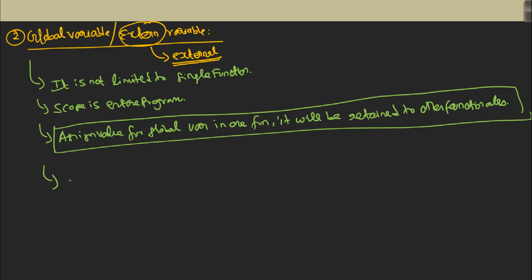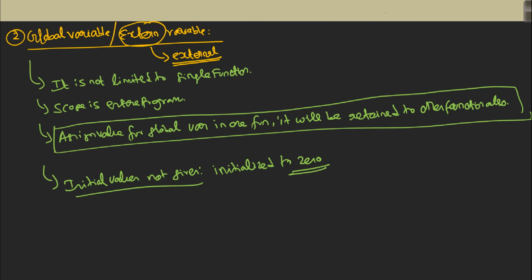Okay, suppose the initial value is not given. Previously in auto it is considered a garbage value. Here, if the initial value is not given, it is initialized to 0. This is a global variable. So it is not limited to one function. The scope is the entire program, and if you are not assigning any value, it will be initialized to 0. That's all, very simple, right? So now we will see one interesting program with respect to global. Okay, example. Listen carefully to the example.